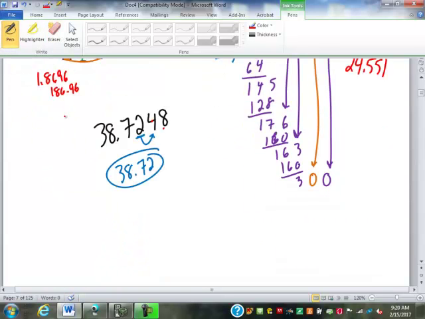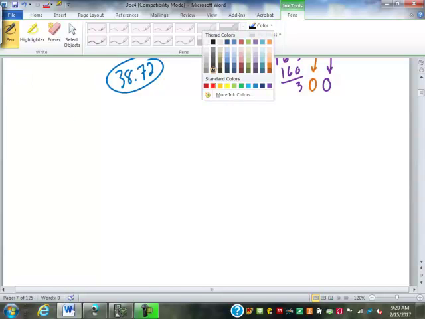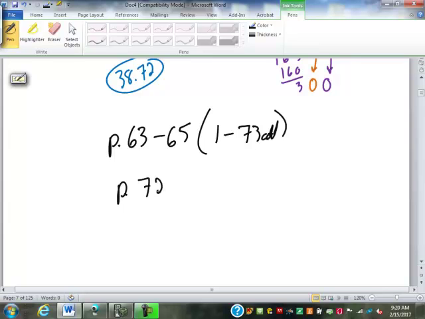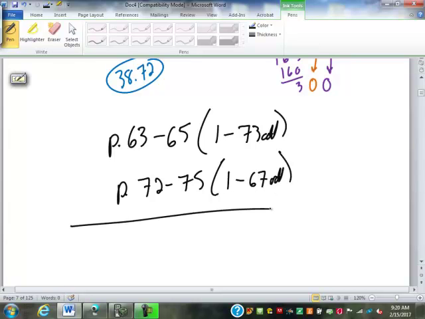We are out of time, so I'm going to give you your homework. Page 63 to 65, 1 through 73, the odd. And page 72 to 75, 1 through 67, the odd.